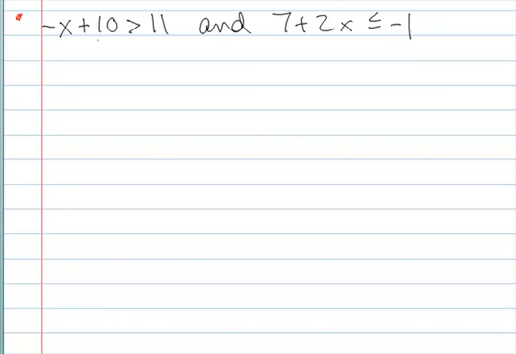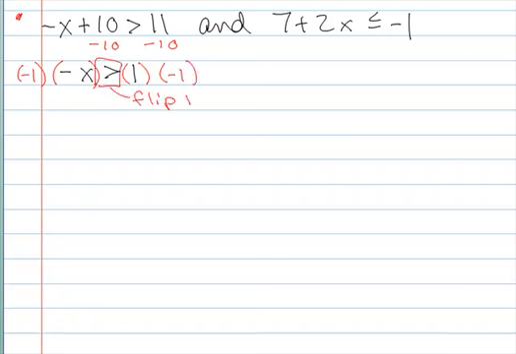We want to get the x by itself, so we're going to subtract 10 from both sides, and that leaves us with minus x is greater than what? Okay, we want to get rid of the negative sign in front of the x, so you can divide both sides by -1, or you can multiply both sides by -1. I always like multiplying. But what we have to remember to do is flip the sign.